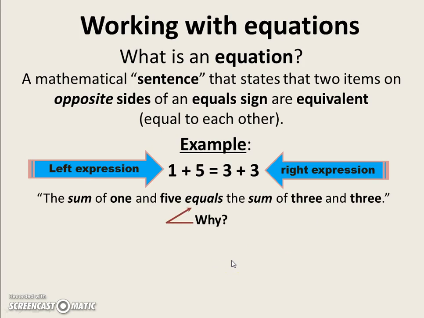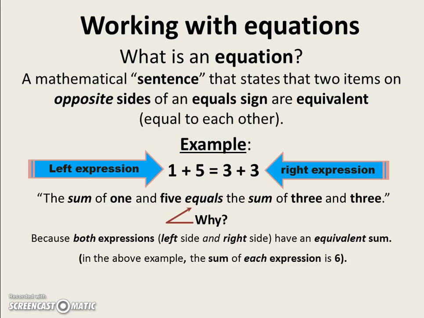And why is that true? And remember, equations don't have to be true. They can be false. But for the most part, we're going to try and find what makes an equation true. It's true because both the left and the right side are equivalent sums. The sum of each is 6. 1 plus 5 equals 6, and 3 plus 3 equals 6. So in each case, it's absolutely true that 1 plus 5 does equal 3 plus 3 because they're both equal to 6.